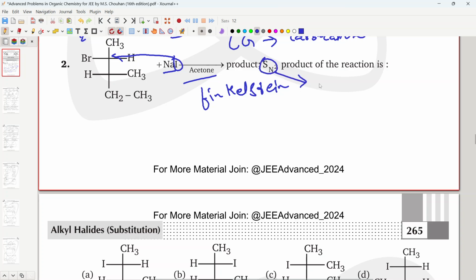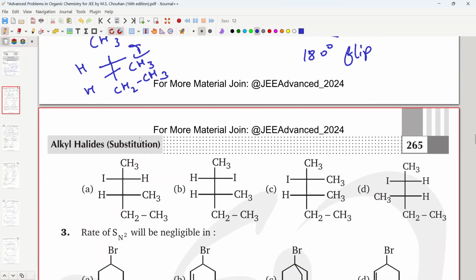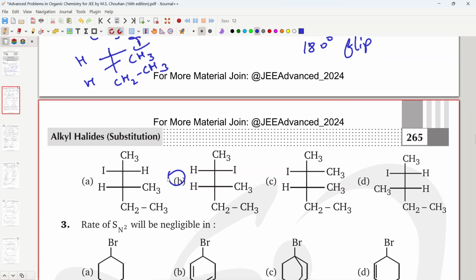Remember that SN2 has Walden inversion, meaning it does a 180-degree flip. So in this case, the product will be something like this. The H comes over here. Br is replaced with I, so I comes over here. H stays here, CH3 stays here. So now which one of the following matches that answer? B does. So the answer is B.